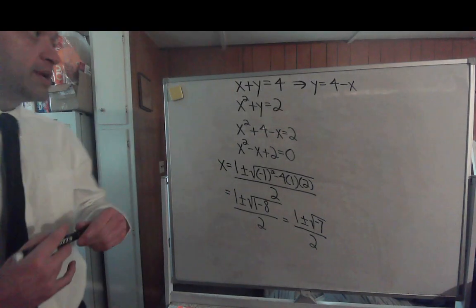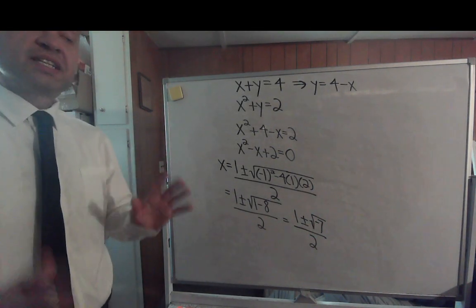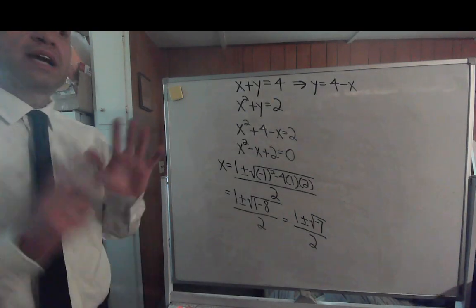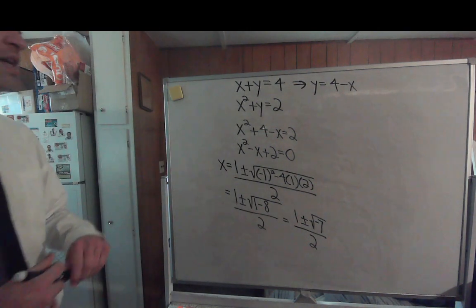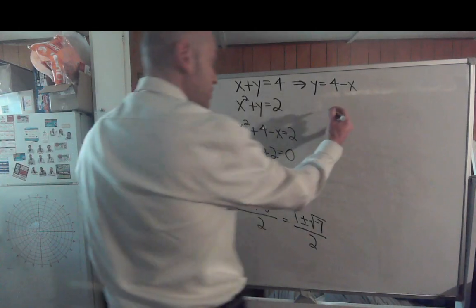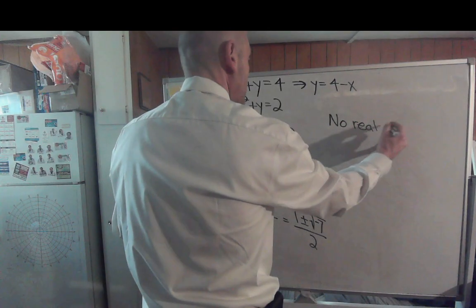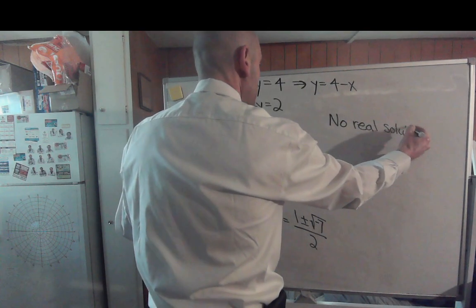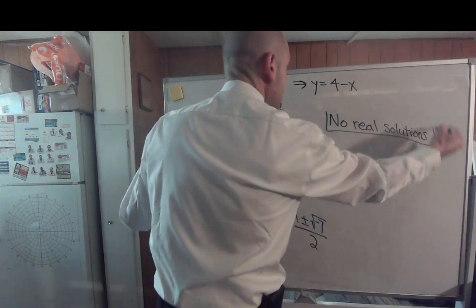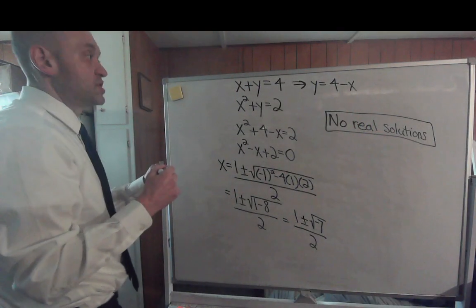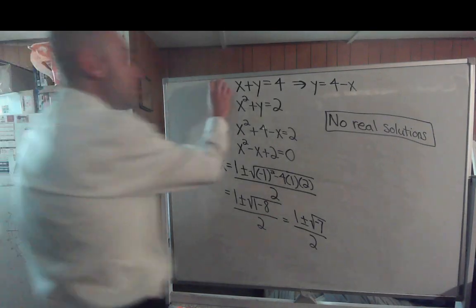Well, wait a minute. We have the square root of a negative number. When we're solving systems of equations, we don't care about complex solutions. We only care about the real solutions. So in this case, there are no real solutions. That means this line and the parabola do not intersect. They don't touch at all. That's what that means geometrically and graphically. There are no real solutions to this particular system. All right, we got more.